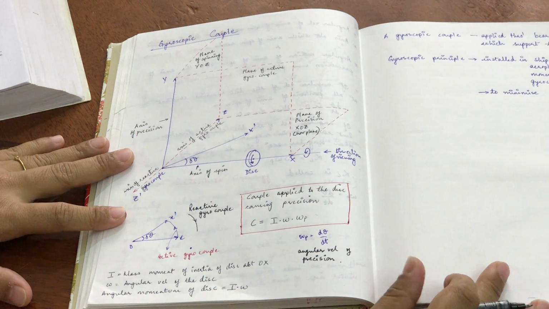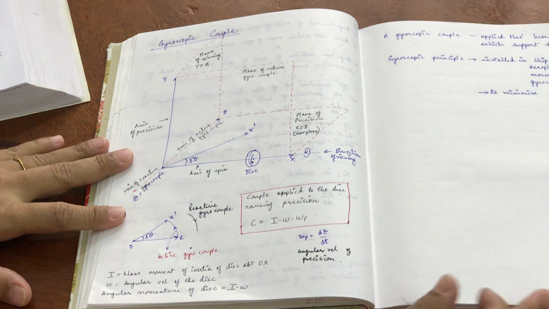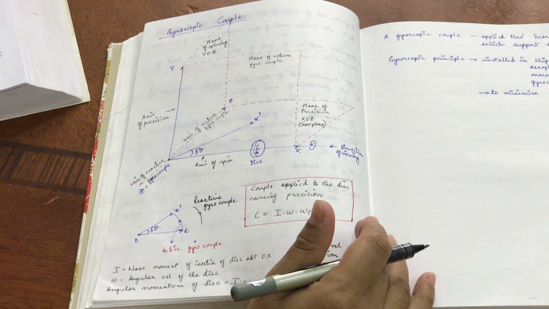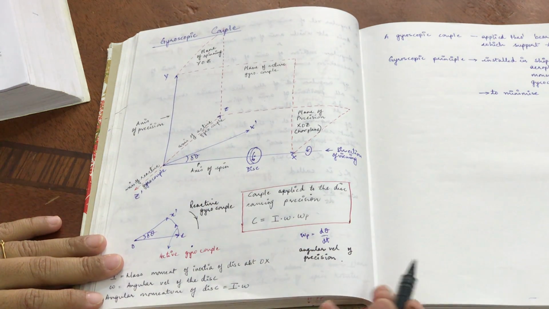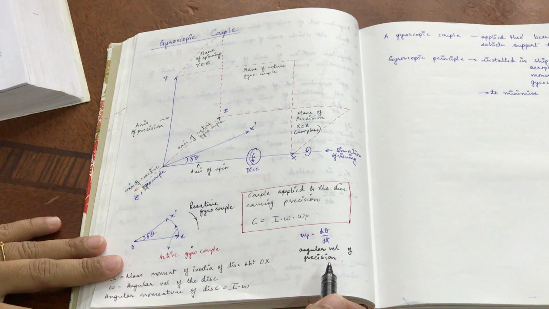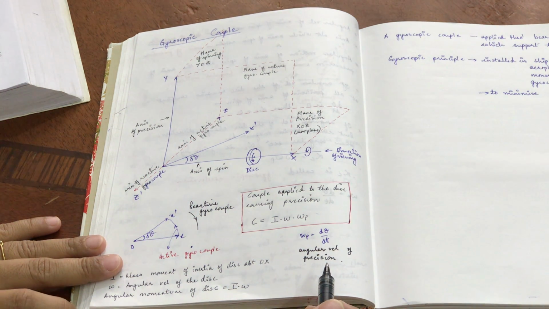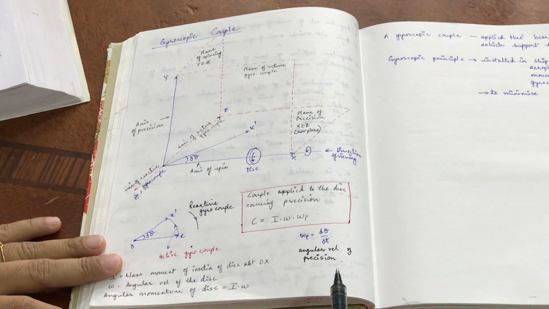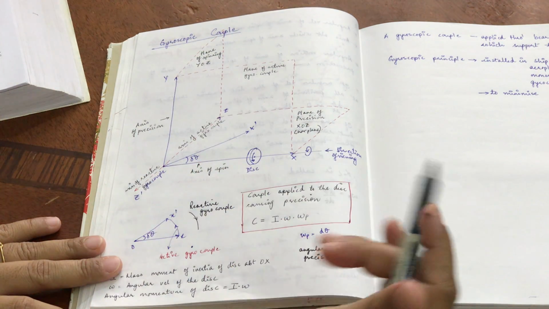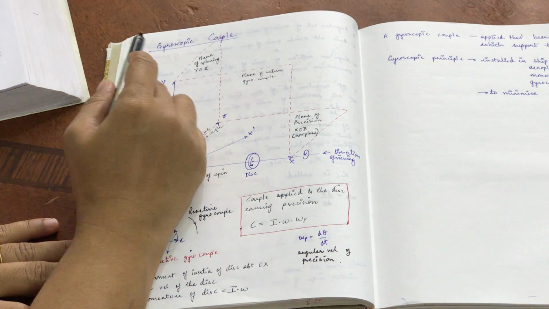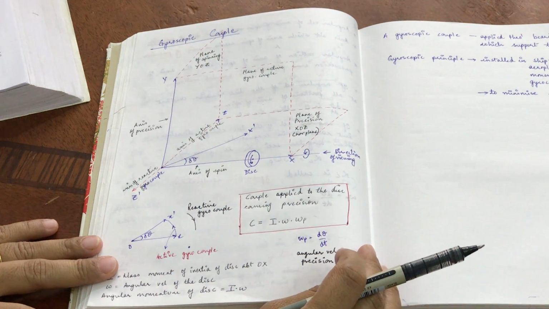So this is part 2. We learned in the previous part about precessional angular motion, and you also learned about what is angular velocity of precession, axis of precession, and precessional angular motion. So today in this session we will learn about what is gyroscopic couple, and after this we will go for some problems in the next session.